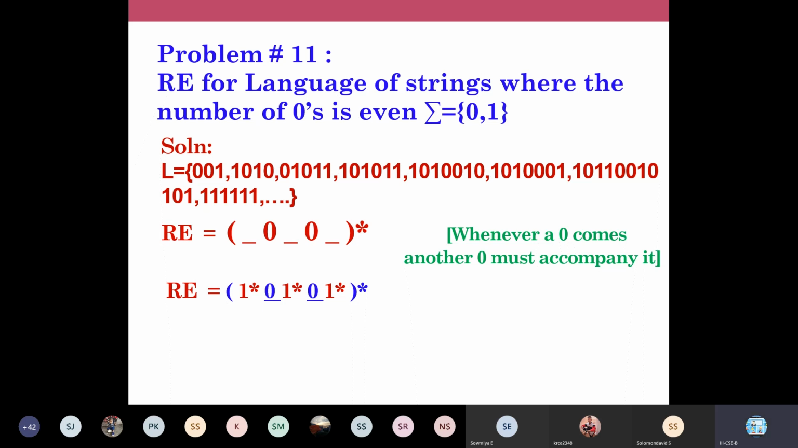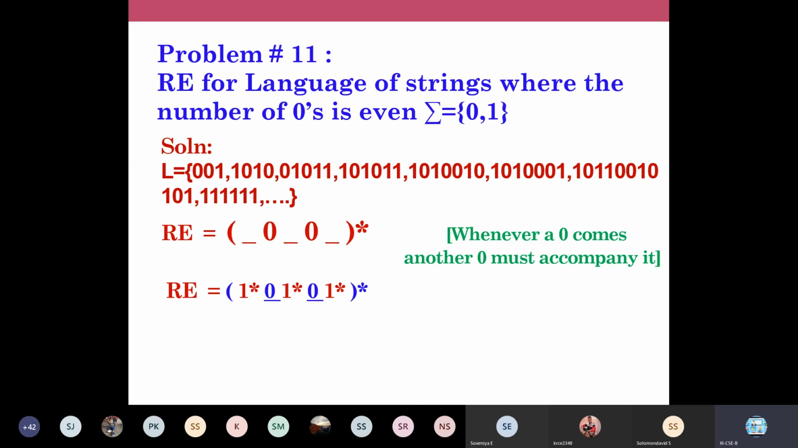This is one type of problem where we count the number of zeros and identify whether the number of zeros is even or odd. Try to write the language where your strings will have an even number of zeros. Write the language for this, and then I'll tell you how to write the regular expression. You must have 2 zeros or 4 zeros or 6 zeros or 8 zeros.